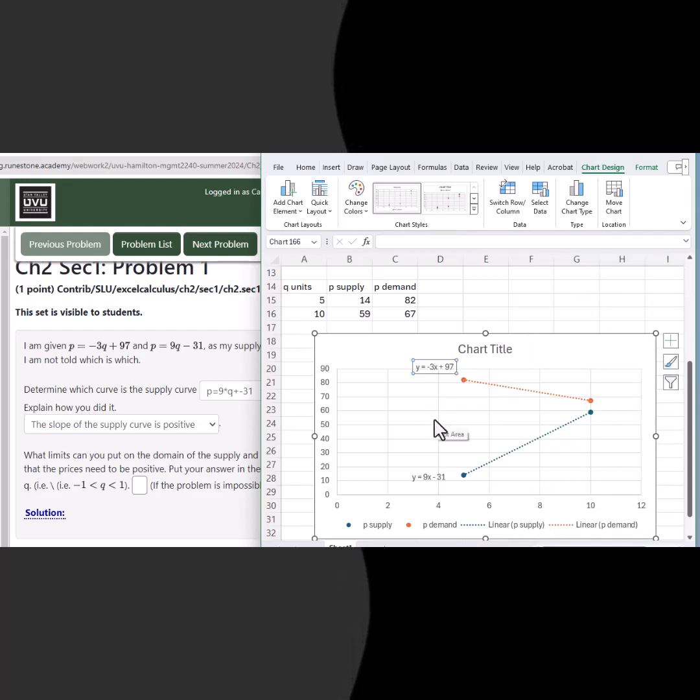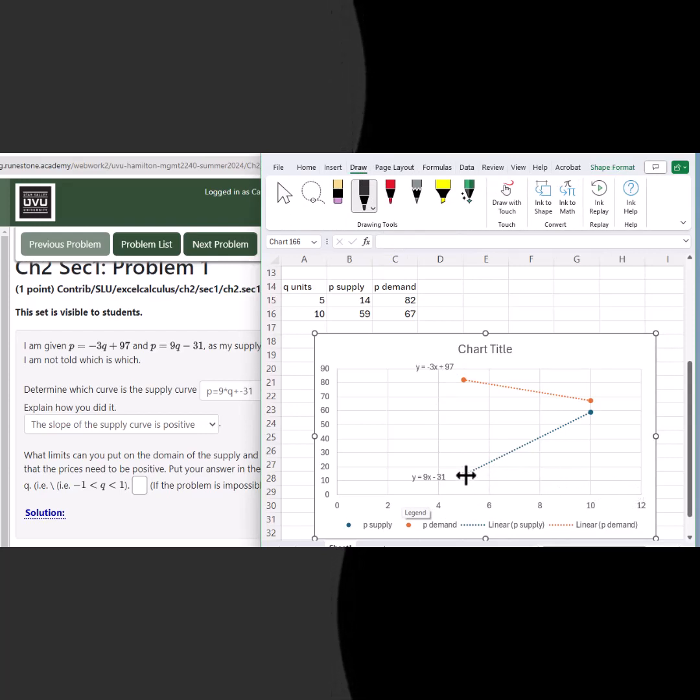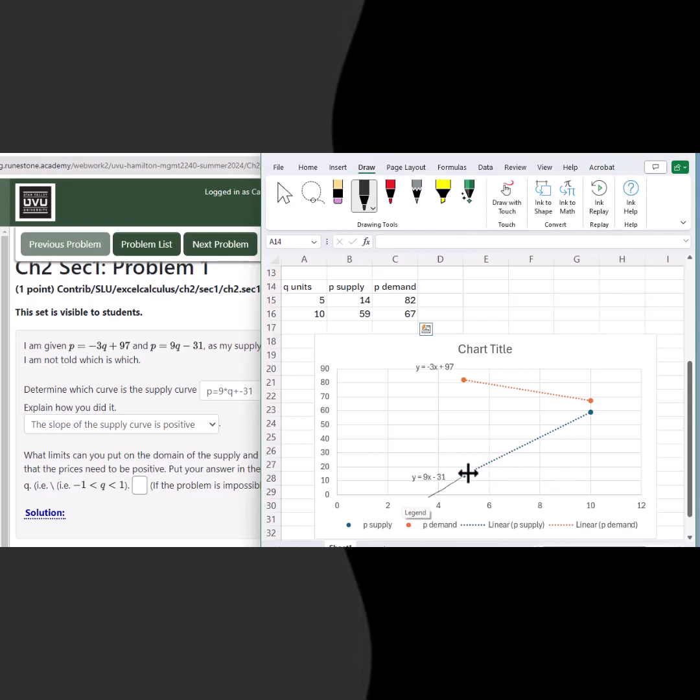So far we don't have too much more information, but what they want on this last problem is what limits can you put on the domain? Okay, domain is the input value. Here it's the number of units. And you have to picture this supply function extending in both directions. And right there is where the price would equal 0. You can't have a negative price. So that's a limit on what the domain could be.